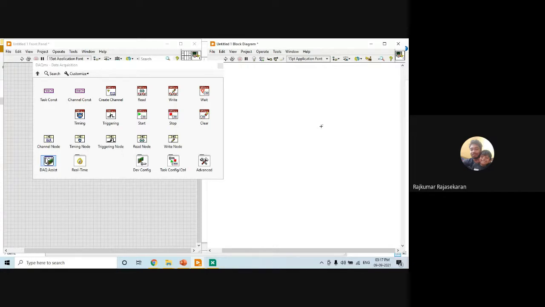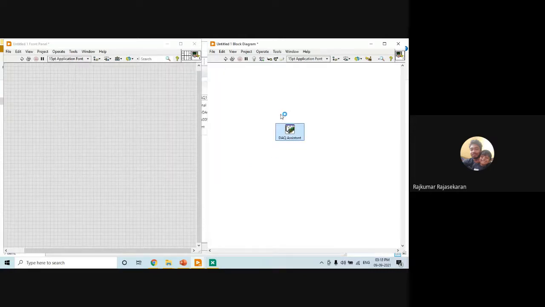So in order to make such a thing, NI has introduced these simple to use functions, which have this blue color background, something called DAQ Assistant in this case. This is specifically used for DAQ functions.